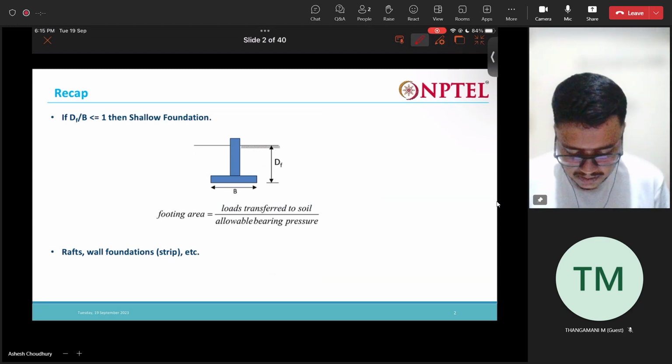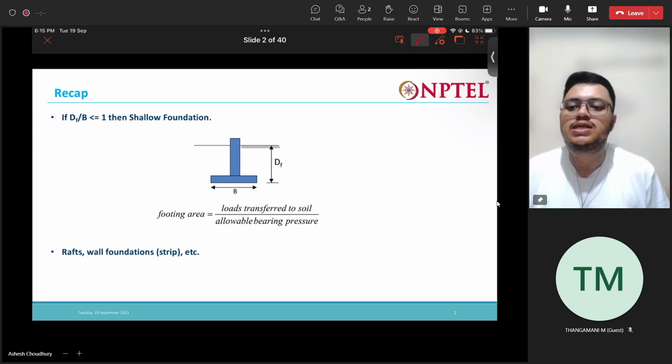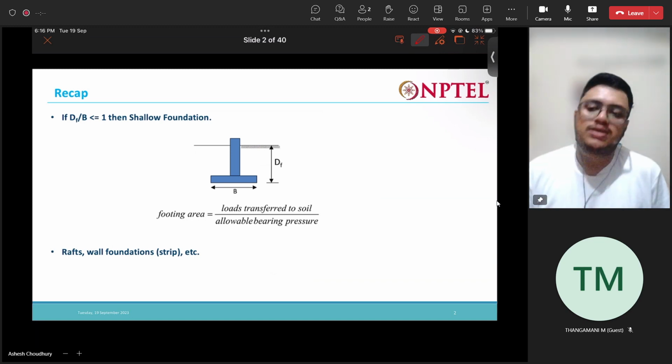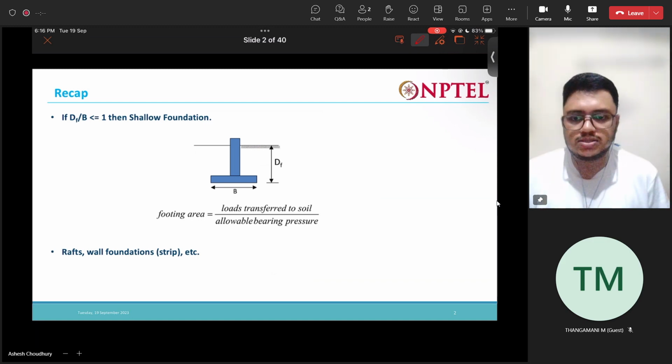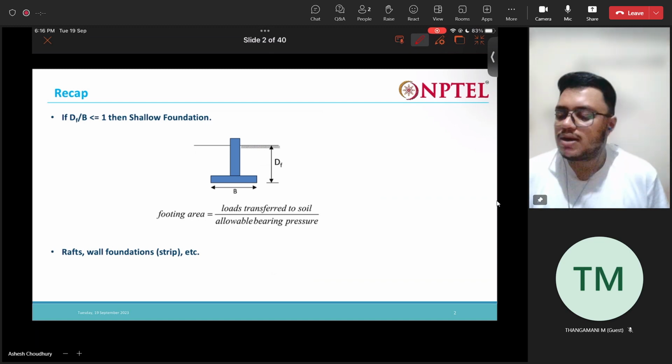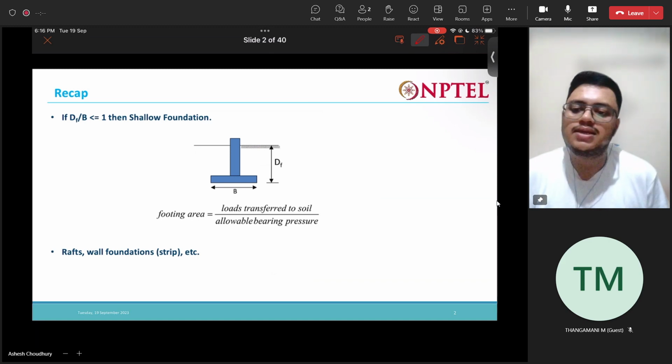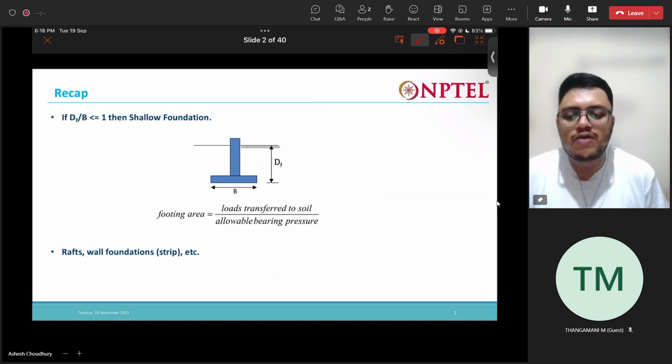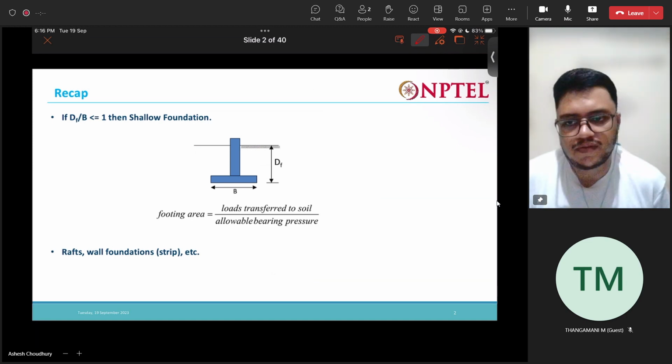As you know, the first question is what is a shallow foundation. When do you call a foundation a shallow foundation? If the depth to width ratio is less than or equal to 1, it is generally called a shallow foundation. If the depth to width ratio is more than 1, then it is a deep foundation. Shallow foundations are generally rafts or wall foundations, that is, strip foundations.